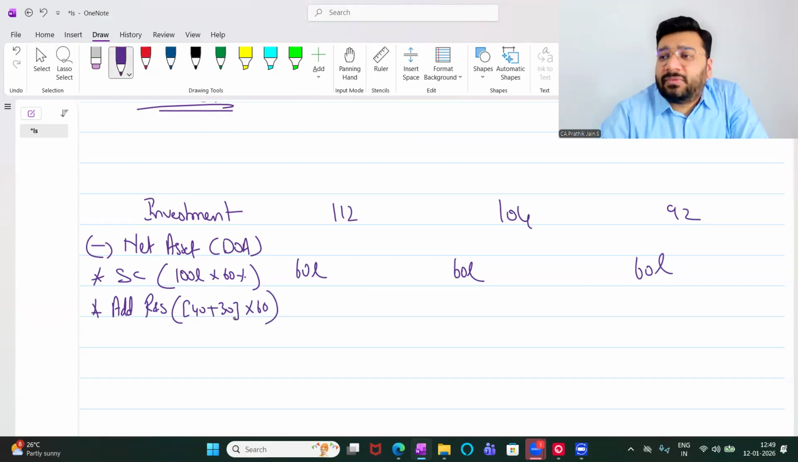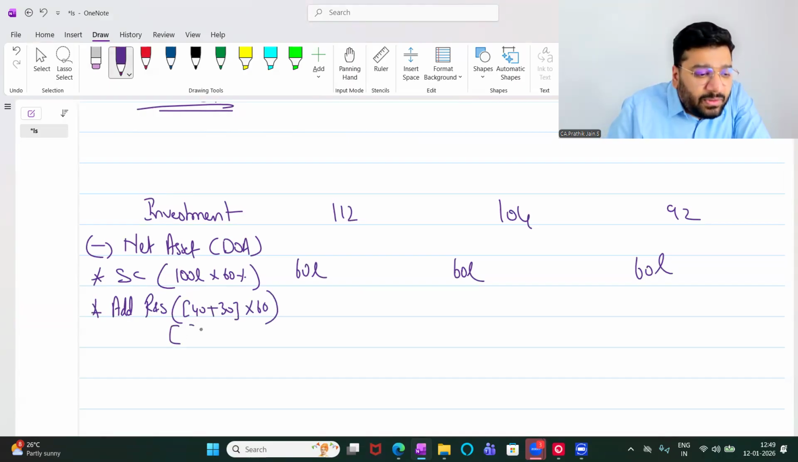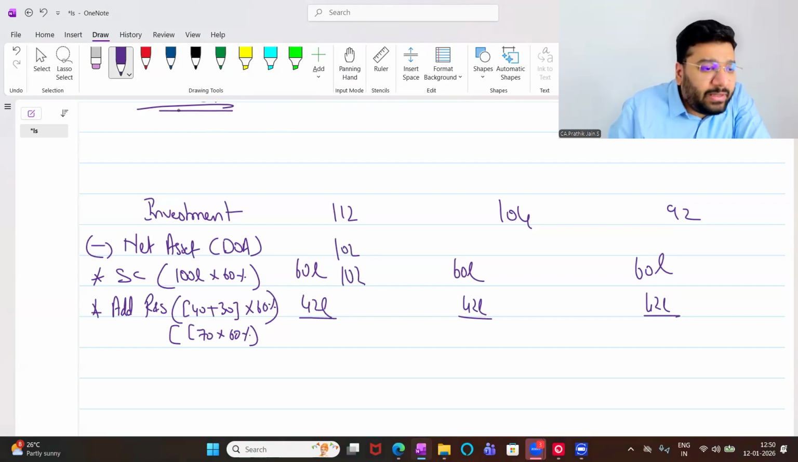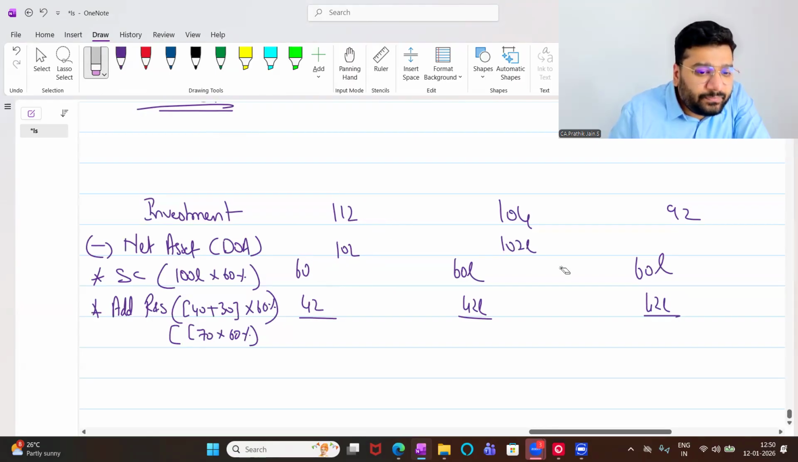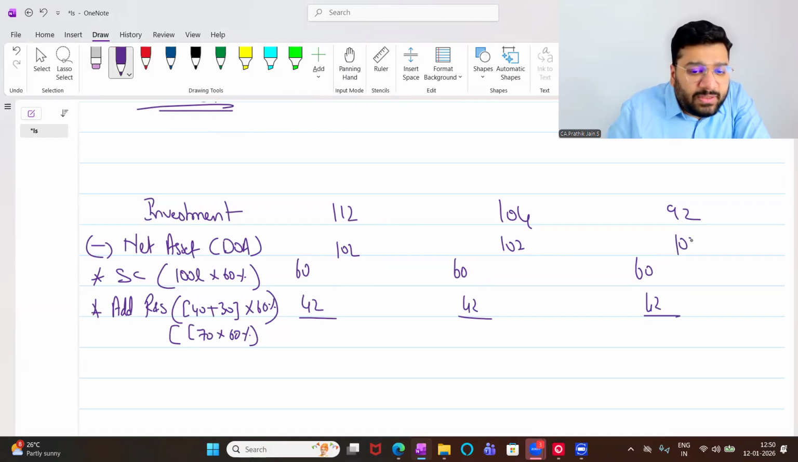70 into 60% is 42 lakh in the inner column. Tell me the total, please. 60 plus 42 is how much? 102. I'll put 102 here. 60 plus 42 is 102 lakhs. The L can be avoided also. So we got 102 worth of net assets.